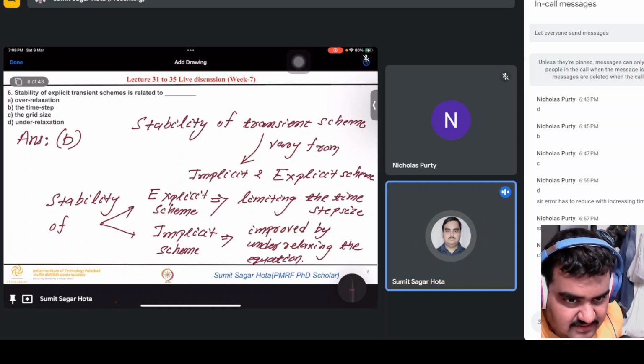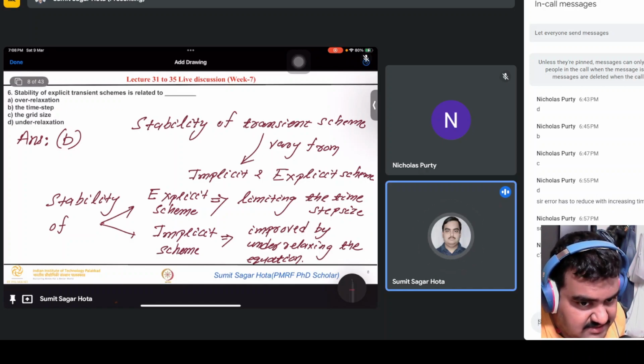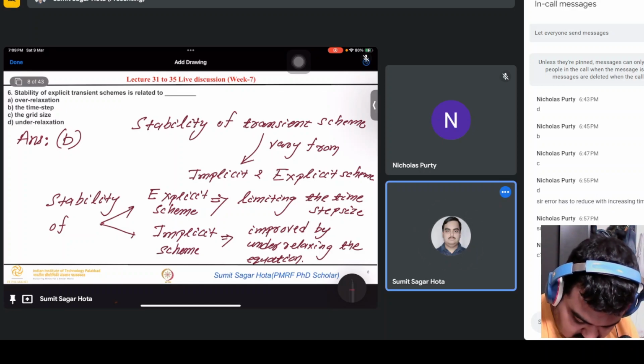That's not the idea of explicit and implicit scheme, because here transient came into existence. So usually transient means time came into existence. For that, explicit transient scheme having what? Limiting the time step is the correct option. If in the option implicit transient scheme is there, obviously you have to go for under relaxation or over relaxation. Mostly we will do under relaxation factors. Over relaxation is rare, if you see in the study, relaxation came into all this.